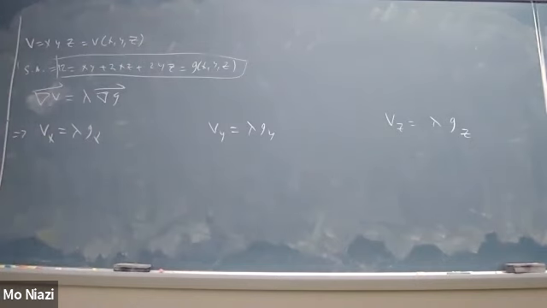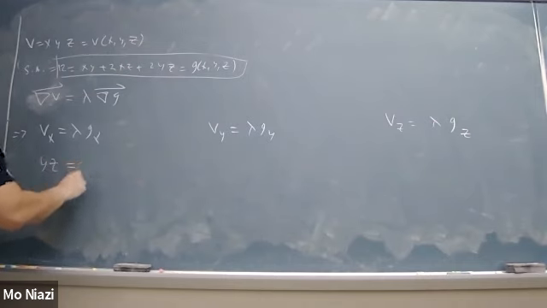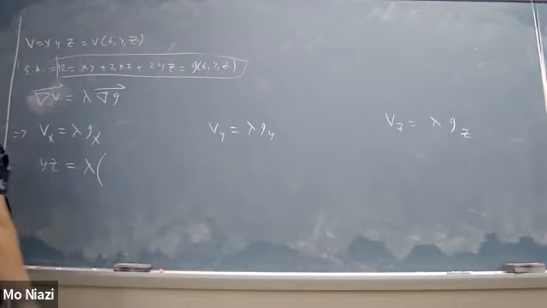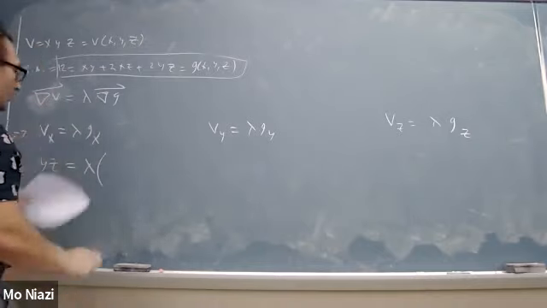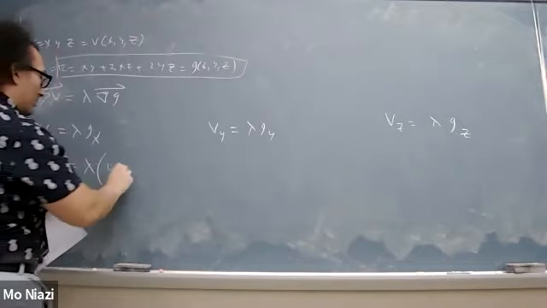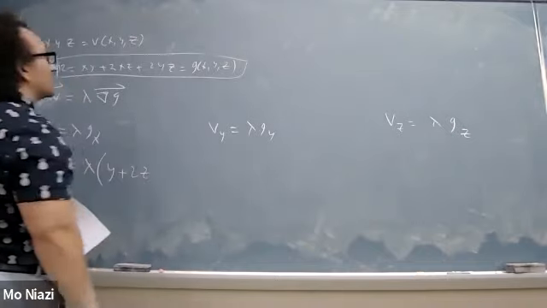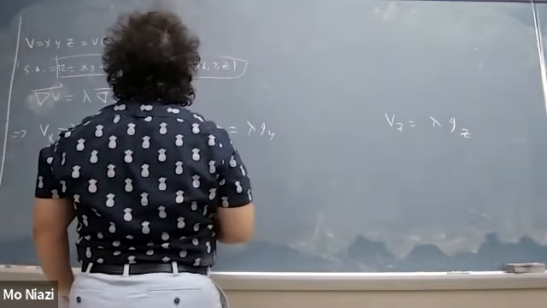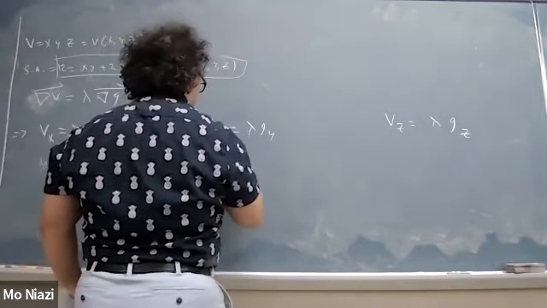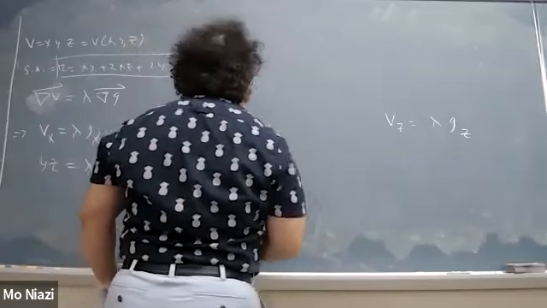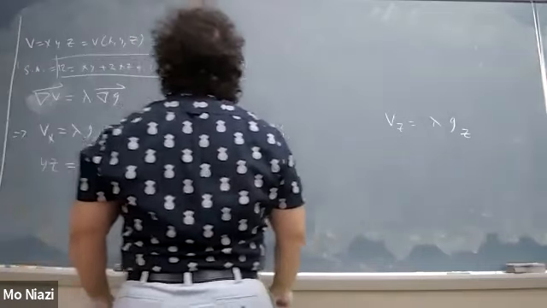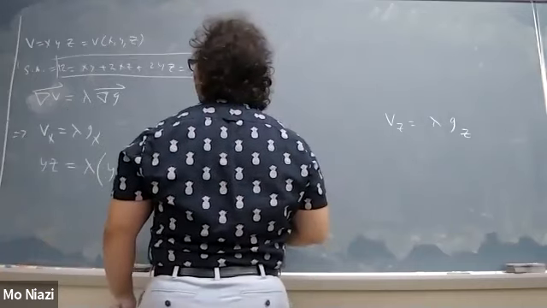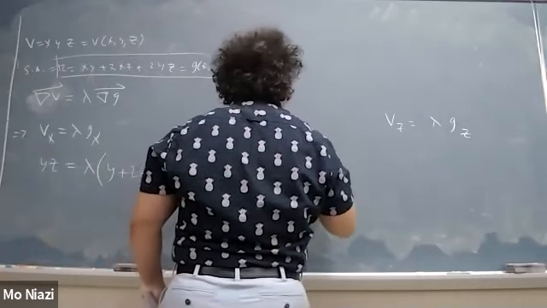So what is partial v partial x? Oh, that's just yz. Lambda times partial g partial x. Well, that becomes y plus 2z, and that's it. Partial v partial y is just xz. And that becomes lambda times partial g partial y, which is just x plus 2z.